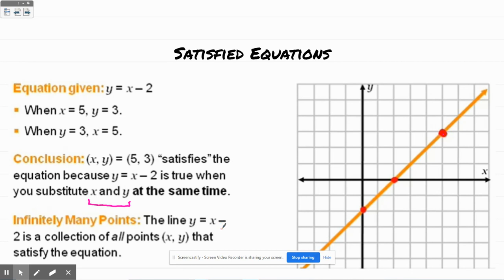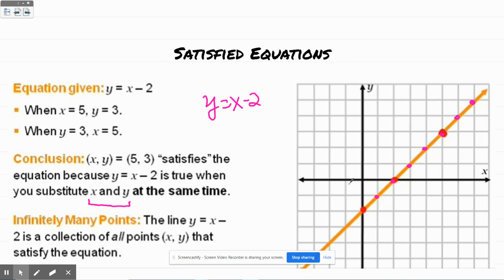If there are infinitely many points to the equation y equals x minus 2, those are all the solutions, okay? That's all the solutions that make it true. But multiple points, all of these points with dots, satisfy the equation. But they're not the only answer.